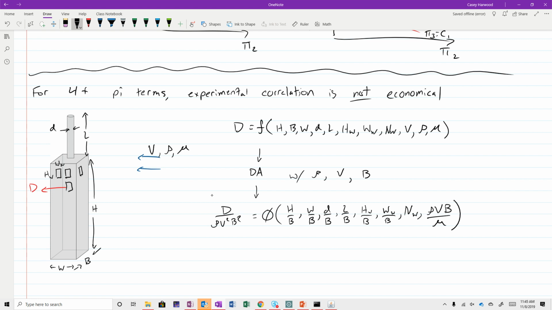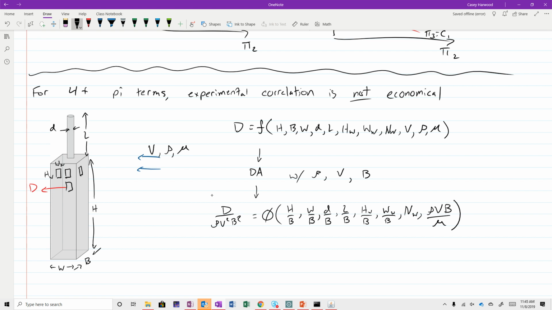So each one of these is now dimensionless. These ones we can see pretty easily because each one is simply a length dimension divided by another length dimension, a ratio. Here we've got force over rho v squared times b squared, which you can take my word for it right now is dimensionless. And then this is the Reynolds number we've been talking about, if we consider that b is our length scale of interest. But the more pressing concern here is that we've still got 9 pi terms.